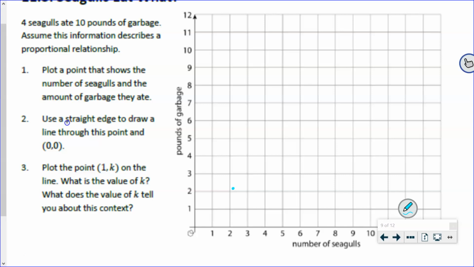Then use a straight edge. You guys have rulers in your baskets at your table. Use a straight edge to draw a line through that point and 0, 0, the origin. Make that happen right now. It should take you about 20 seconds if you're on task. We're not going to pause the video, we're just going to keep on going through this. Plot that point that shows 4 seagulls eating 10 pounds of garbage.